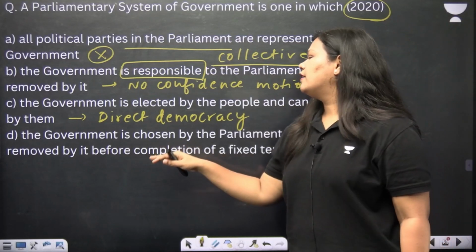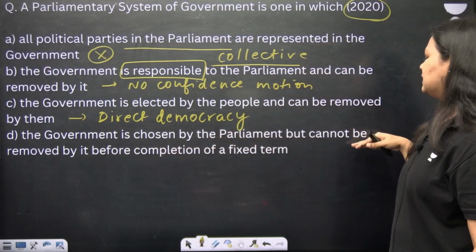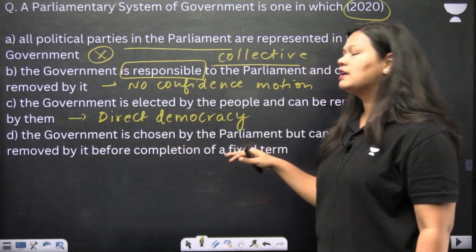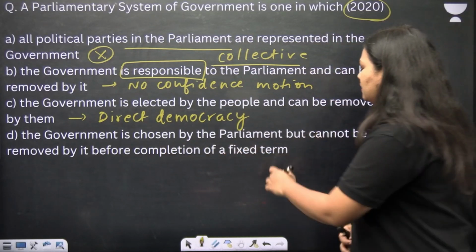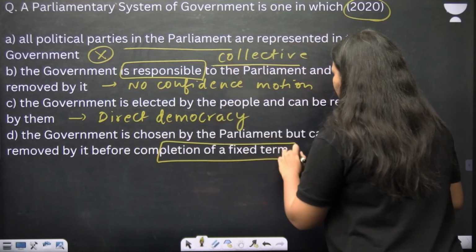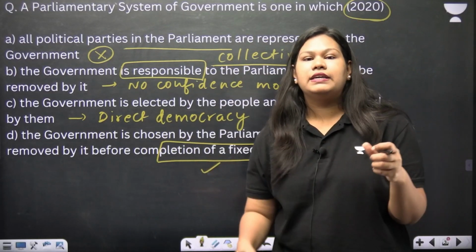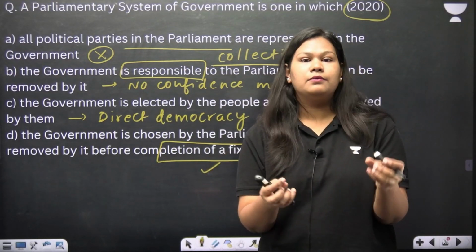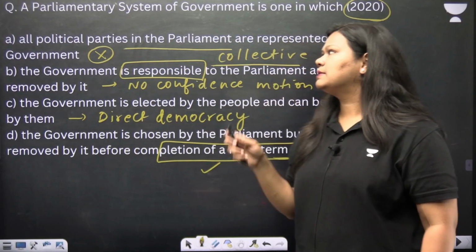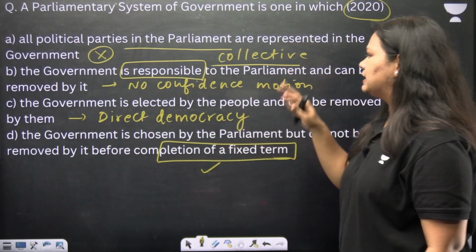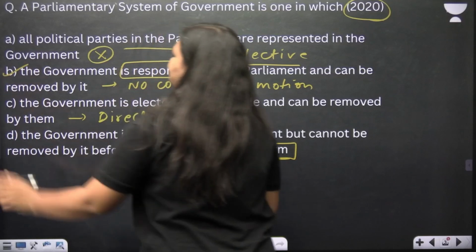Option D is the government is chosen by the parliament but cannot be removed by it before completion of a fixed term. So there is no such clause in the parliamentary system. In fact, we have seen governments which have been removed from the power before their term. So that is why these options can be eliminated. So correct answer would be B.